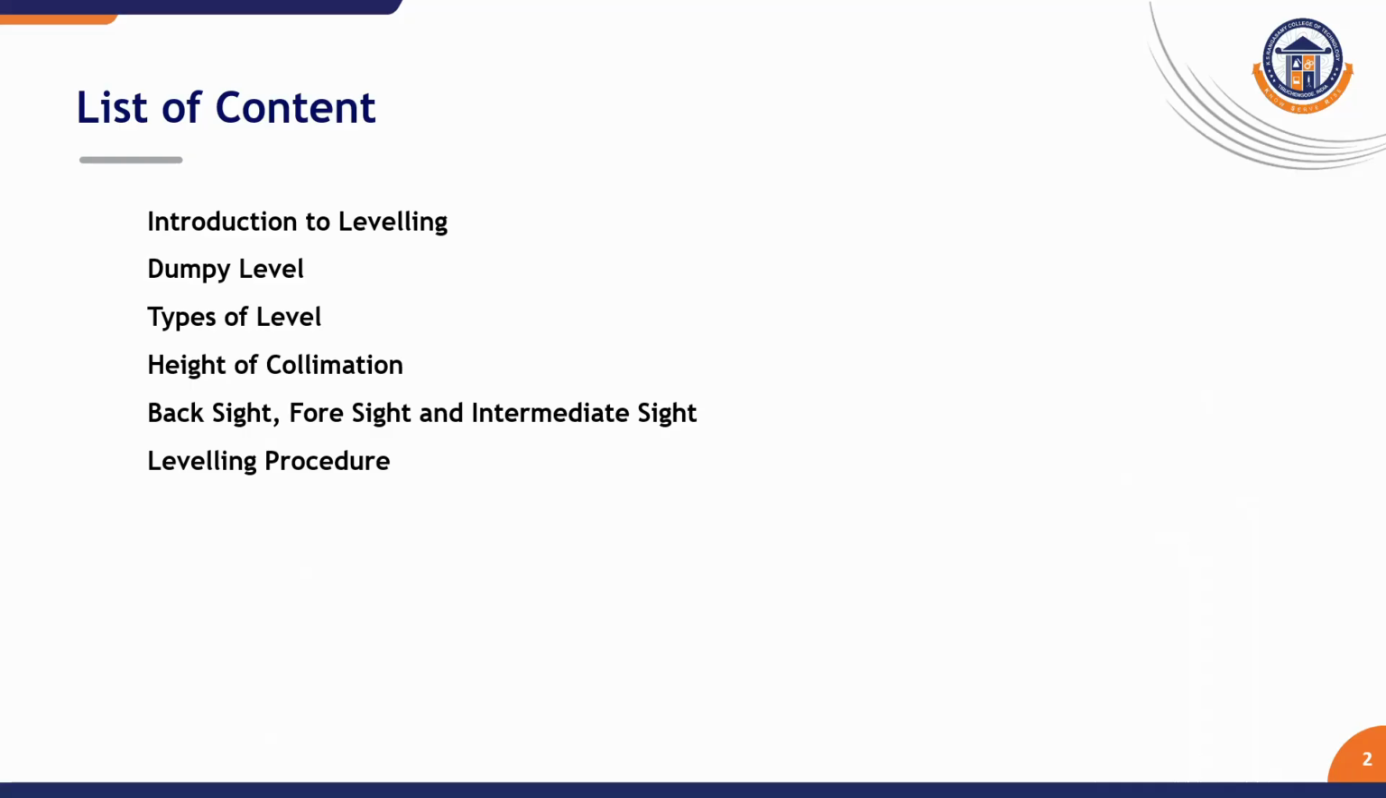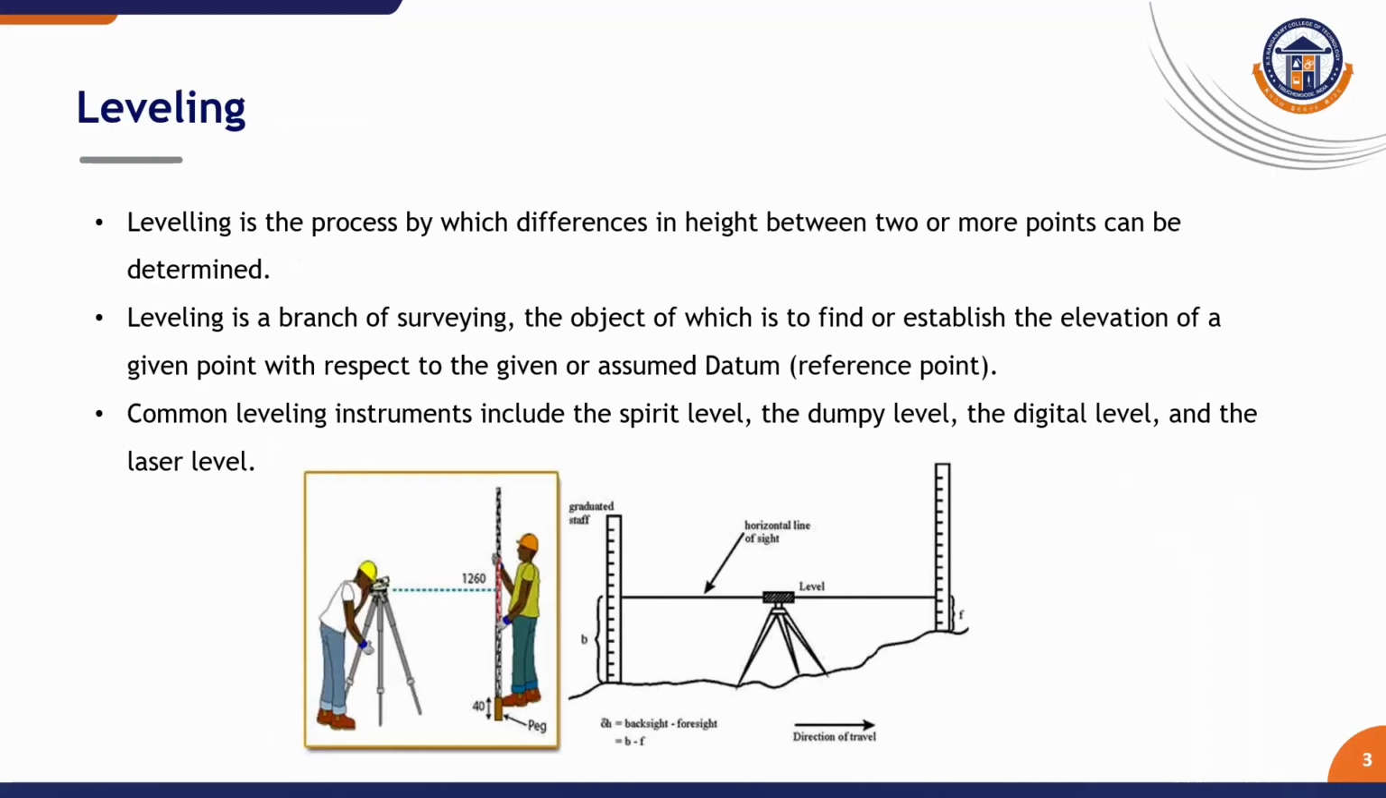To guide today's discussion, we will cover several key areas. We will start with the introduction to leveling, understanding its core purpose. We will then examine the dumpy level and other types of level used in the field. This will be followed by the crucial concept of the height of collimation. We will define and differentiate between the foresight, backsight, and intermediate sight. We will then walk through the leveling procedure itself. Finally, we will explore how these principles are applied through the concept of contouring in surveying.